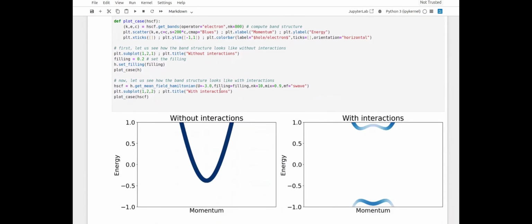And so now you see that without interactions, we get the same result as before, but now with interactions, we get a much bigger gap. So the bigger the interaction, the bigger the value of the gap that we get after doing the self-consistency. But something that is very important with superconductivity is that no matter how small your attractive interaction is, you will always get a finite value of the superconducting gap.